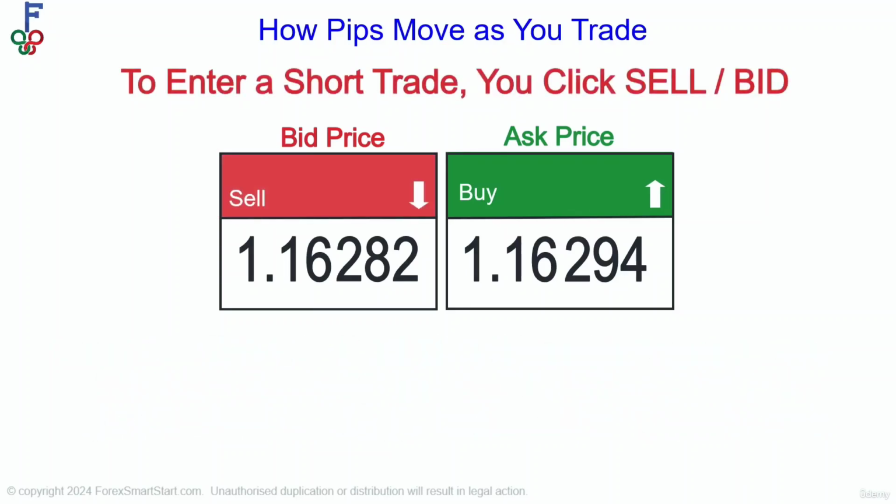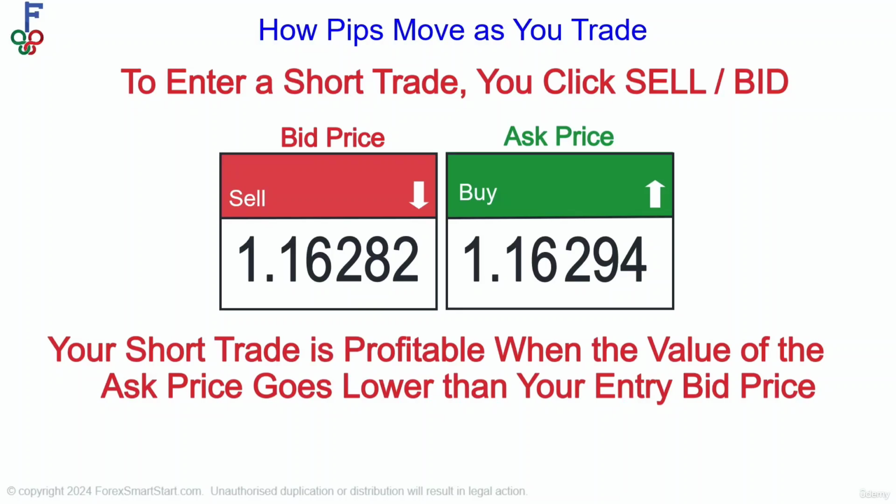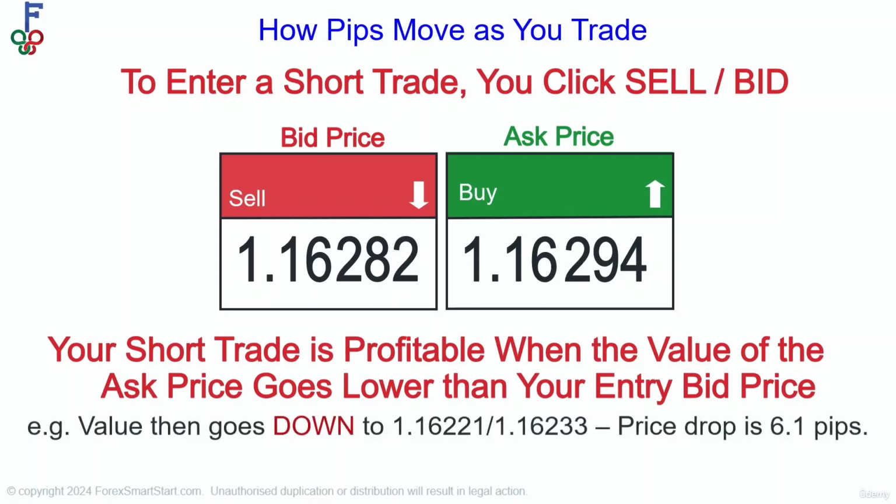To enter a short trade, you click this sell bid price. Your short trade is profitable when the value of the ask price goes lower than your entry bid price. For example, if the value then goes down to 1.16221 / 1.16233, the price drop is 6.1 pips. And this is how it would appear in your order windows.